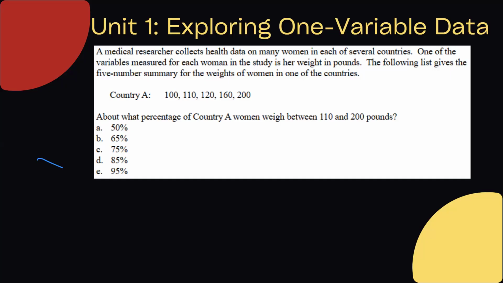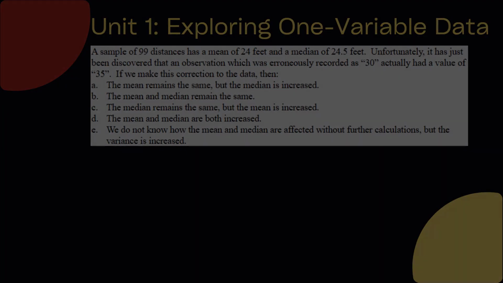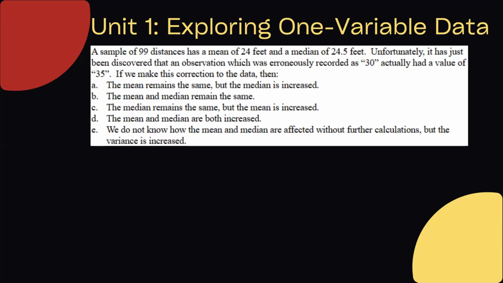So if you remember, the 5-number summary gives the min, Q1, the median, Q3, and the max. Now, between each of these is 25% of the data. So if we go from 110 to 200, that's going to be the 75% of the data. So that's choice C.